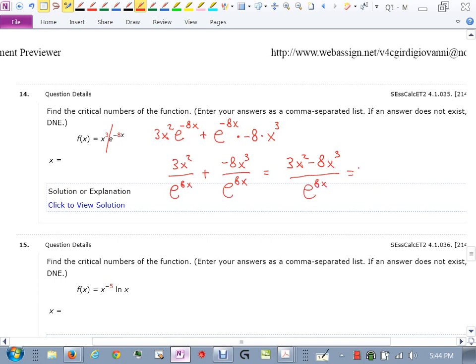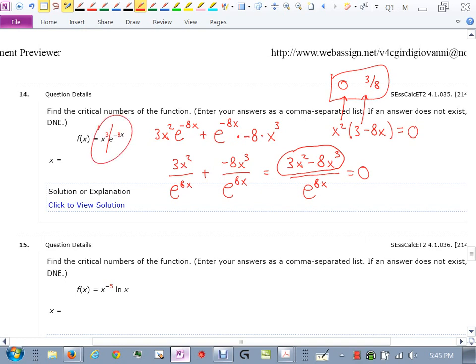I want to know when that's 0. So I take the top, set it to 0, factor out an x squared, and I'm left with 3 minus 8x. Set that equal to 0. I get x is 0. I get x is, what is that, 3/8. Make sure that those points can plug in over here, which they can. Do I ever have a problem with that being 0? No. E to anything can never be 0. So those are my only critical numbers.